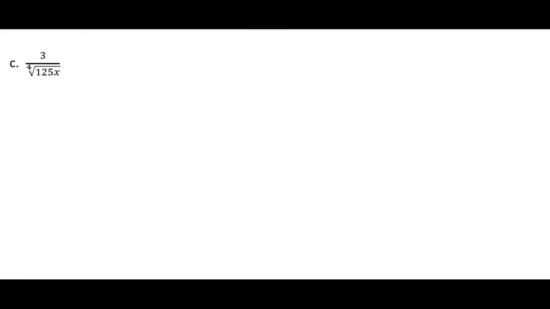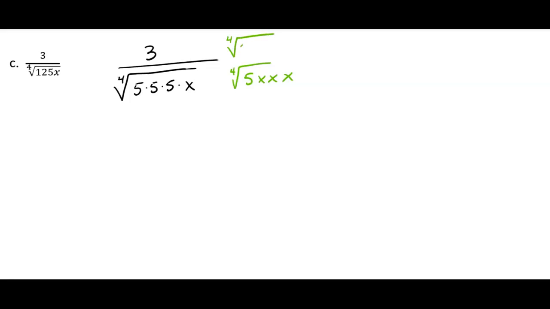All right. So here's another one. I've got a plain old 3 up there in the numerator. And then I've got the fourth root of, I'm going to take 125 and break it down into its primes. And it's going to be 5 times 5 times 5 times, let's not forget about the x. Okay. So over to the side, you can break down 125, but that's what it is. So what do I need to get groups of 4 in the denominator? I'm going to need another 5, and I'm going to need 3 more x's. So then that's what I'm going to multiply by in the numerator.